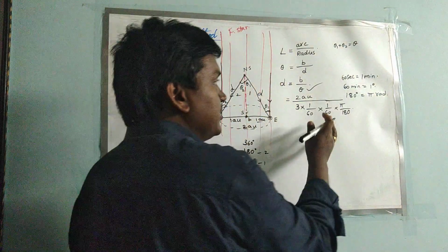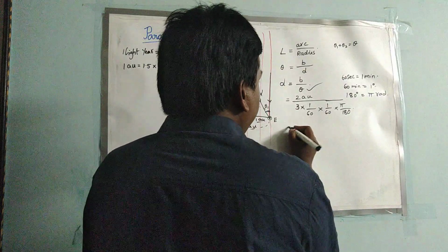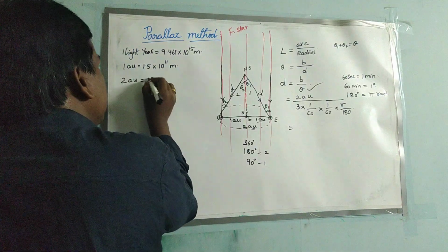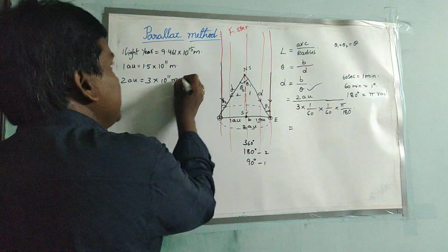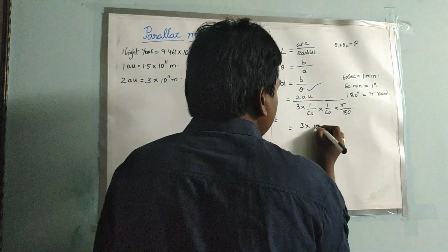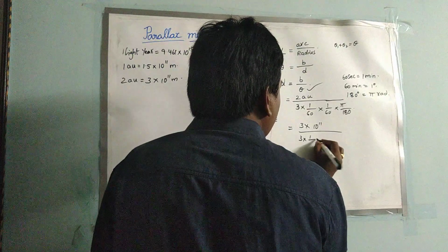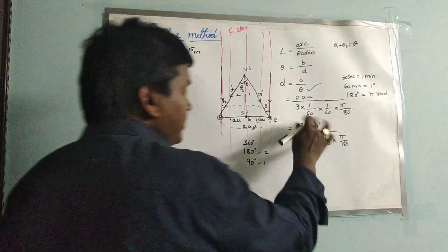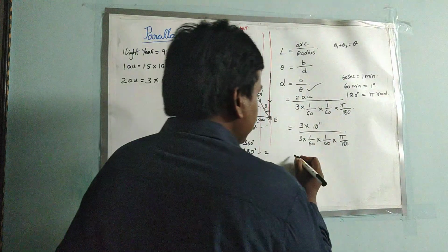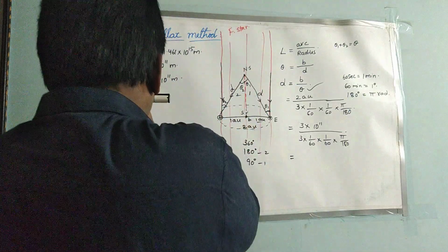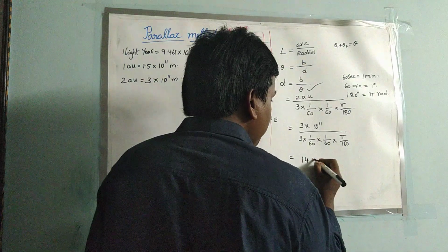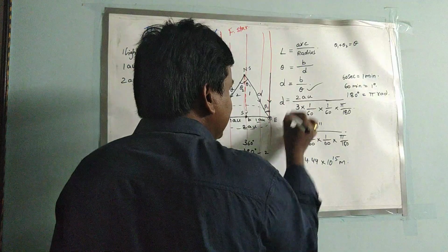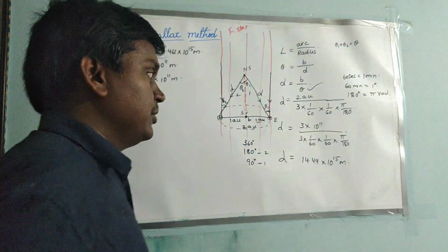So completely we have converted into radians, and this 2 AU can be written as, since 1 AU is 1.5, 2 AU is nothing but 3 into 10 to the power of 11 meter. That means 3 into 10 to the power of 11 by 3 into 1 by 60 into 1 by 60 into pi by 180. By simplifying all this, we get the value 14.44 into 10 to the power of 15 meter. So this is the distance D.